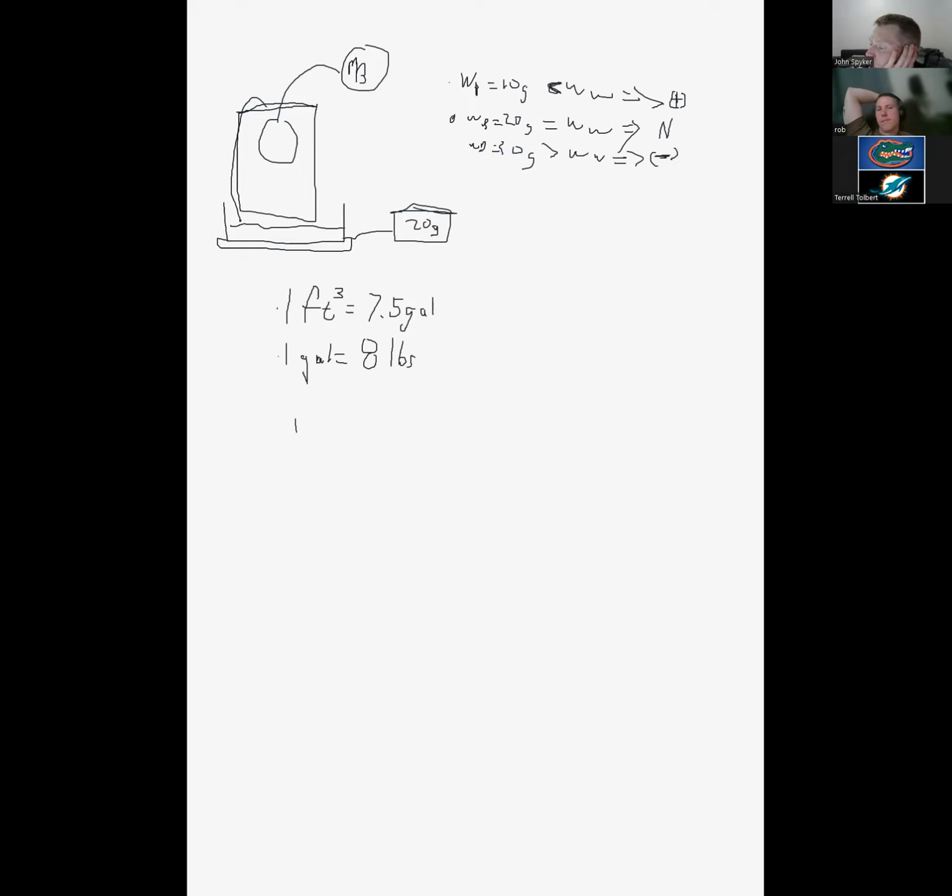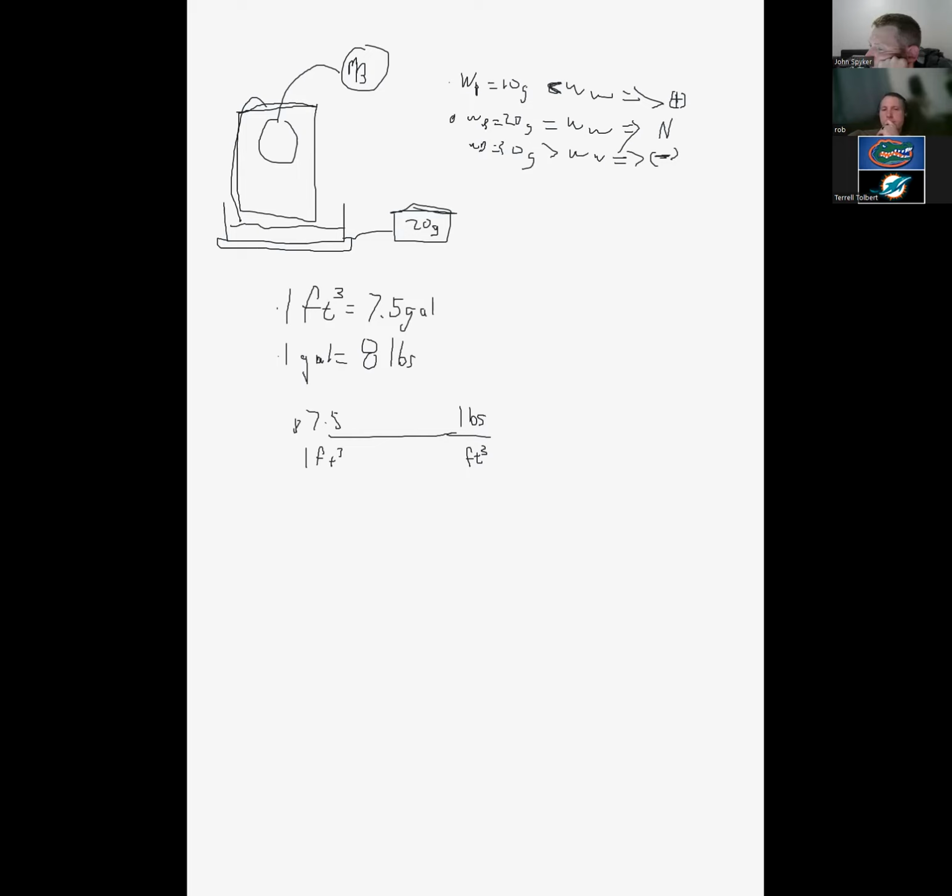We're trying to figure out pounds per cubic foot of water. Is that what we're trying to figure out? Yep. So those are the units we're trying to figure out, and we need to make sure that we put the things in the right place. So we start with 1 cubic foot is 7.5 gallons.